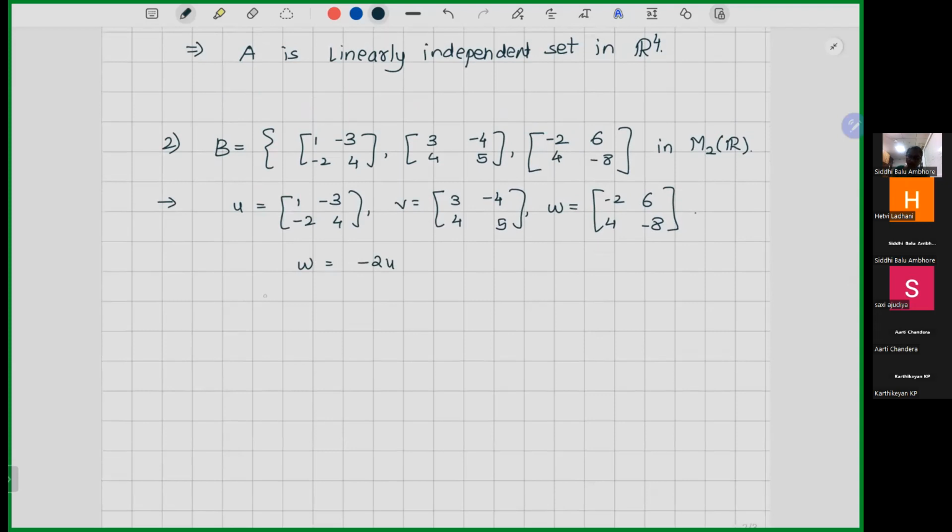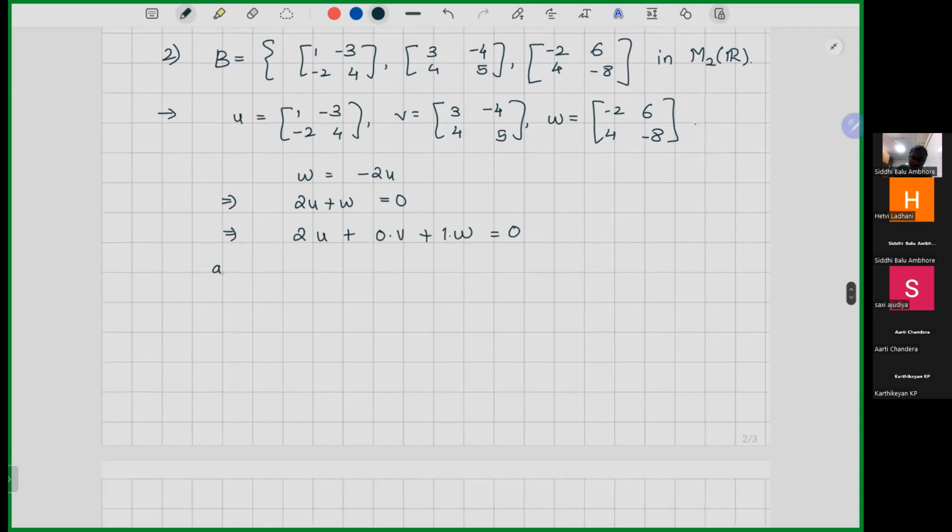So we have this, right? Then this gives us 2U plus W is 0. I can simply write that 2U plus 0V plus W is equal to 0, and W means 1 times W. So we have A is equal to 2, B is equal to 0, and C is equal to 1. In this case, AU plus BV plus CW is 0, and this 0 is my zero matrix, (0, 0, 0, 0), right?